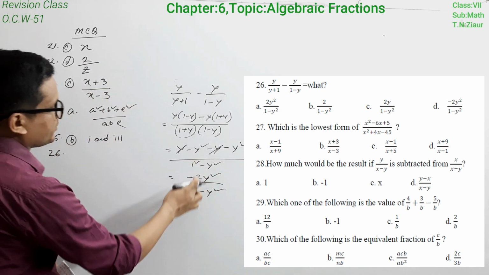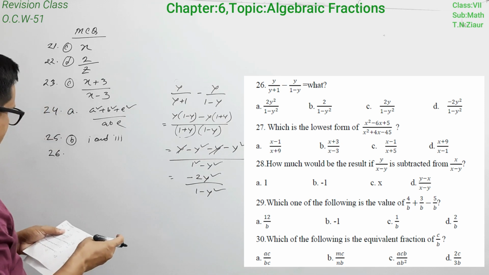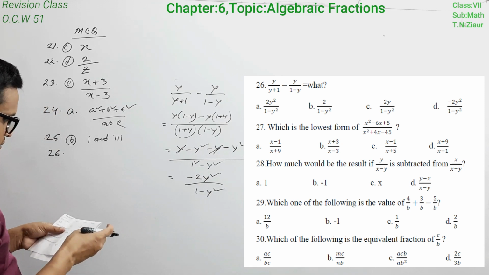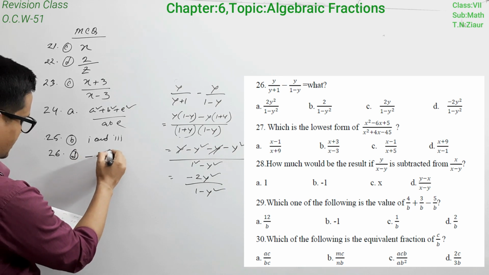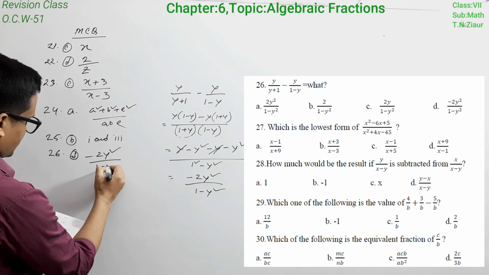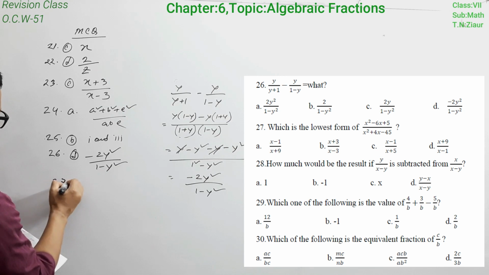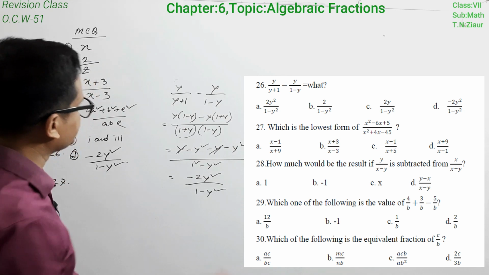Okay, 1 square means 1, we can write here. So which one is the answer? 26 number. Okay, we can get D number. So minus 2y square by 1 minus y square, this is the answer. Okay, so now 27 number.